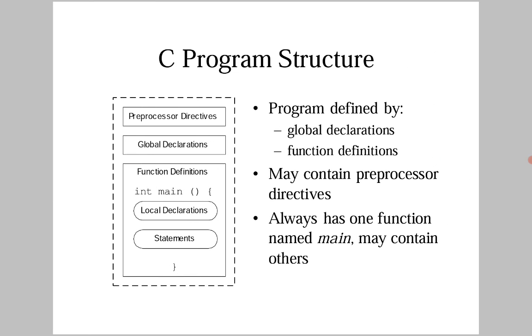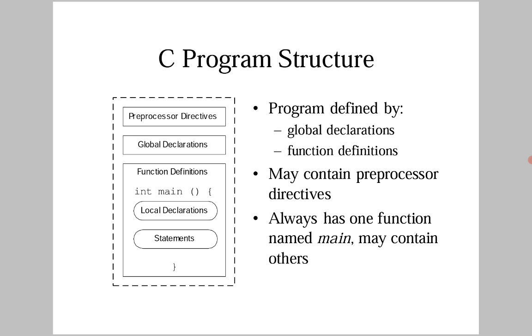This is the basic structure of a C program. In the first line, preprocessors or directives are used. In the second line, global declarations are used. In the third line, function definitions, or local functions, are used. In the fourth line, the main function is used, and after the main function we may use local declarations, and after that some statements and semicolons.